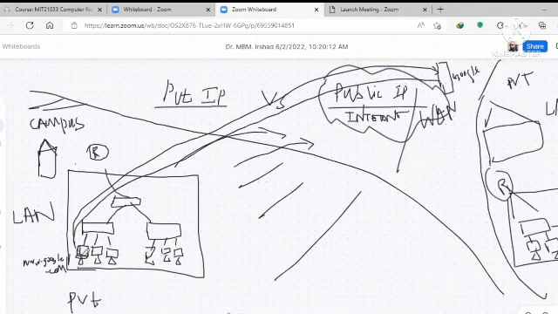This PC needs an IP address. Yes or no? To communicate with the Google server, does this PC need an IP address? Yes or no? Yes, sir. Yes. So this PC should have an IP address.